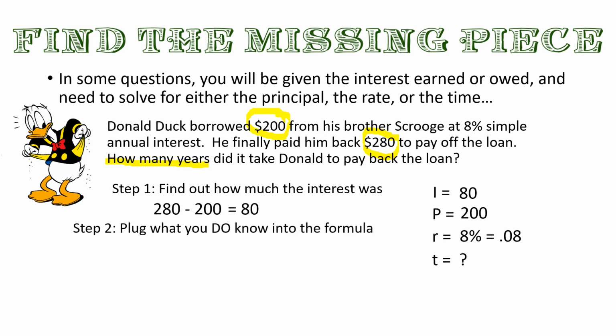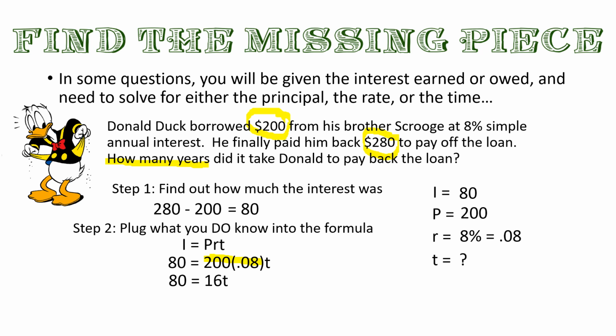So in step 2, as always, you're going to plug in what you do know into this formula of I equals PRT. And you can do that all in one step, plug in all the known pieces, and this time the T is going to remain a variable because we don't know how much time it took. So now, in order to solve this, remember that when two numbers touch, like we have here, the 200 next to the 0.08, we need to multiply those two together, which is going to give us 80 equals 16t.